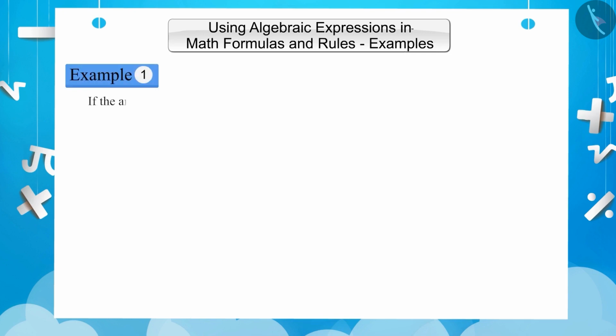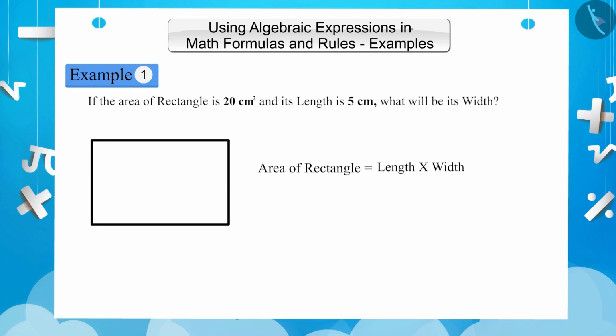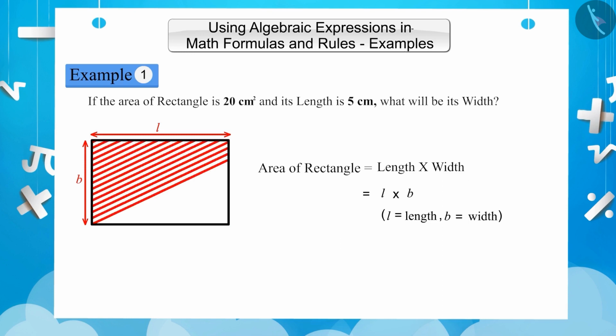Example 1. If the area of a rectangle is 20 square centimeter and its length is 5 centimeter, what will be its width? Let's solve it together. The formula for the area of a rectangle is length multiplied by width. If written through an algebraic expression, the area of a rectangle will be L multiplied by B, where L represents length and B width. We are given that the area of this rectangle is 20 square centimeter and its length is 5 centimeter. Now, we place these values in the formula for the area of the rectangle.